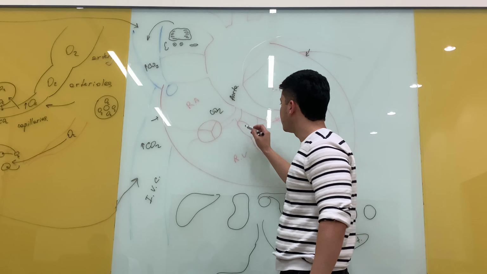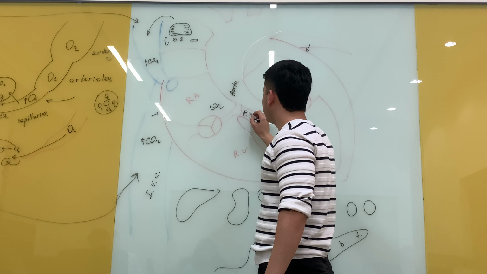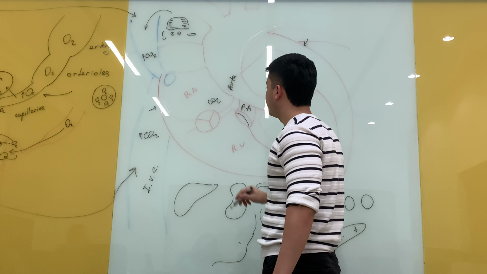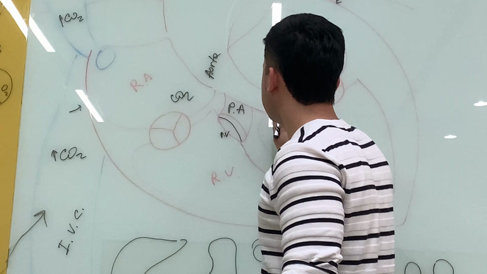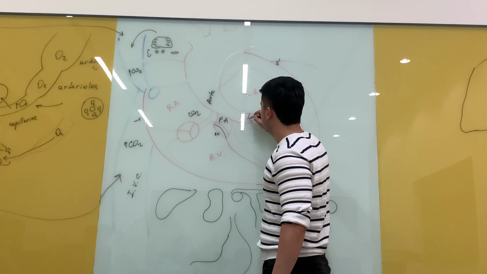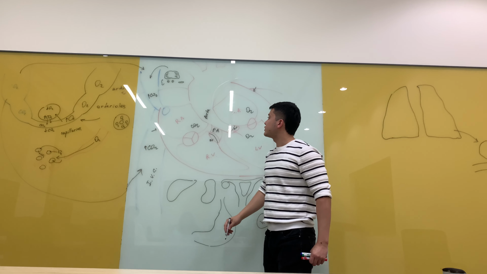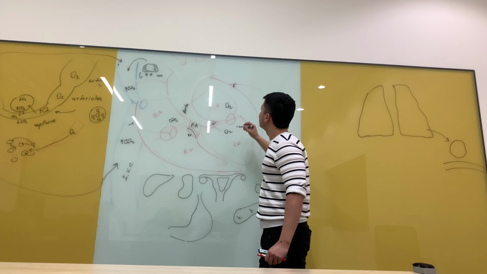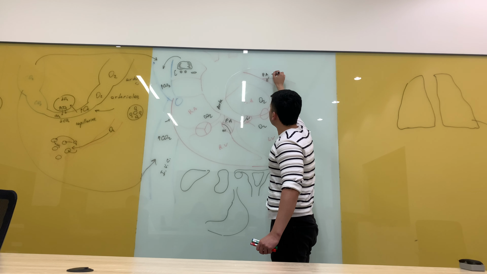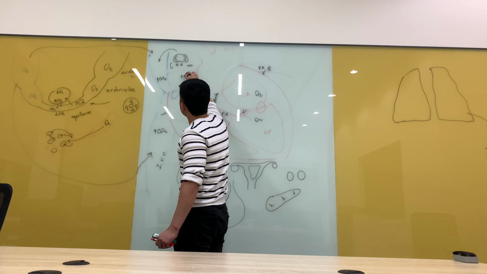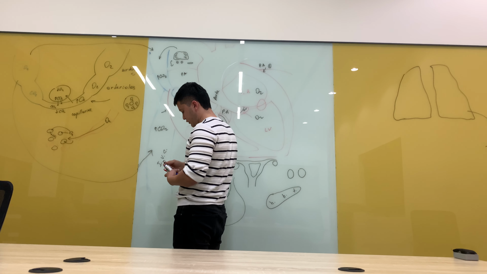Pulmonary valve. Pulmonary artery. Through which valve? Through the pulmonary valve. This is the aortic valve. Yes. Through the pulmonary valve, it goes to the pulmonary arteries. How many pulmonary arteries do we have? Two. For example, this is the second pulmonary artery. Yes. Imagine this is the second pulmonary artery.